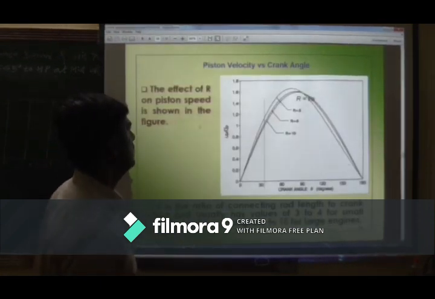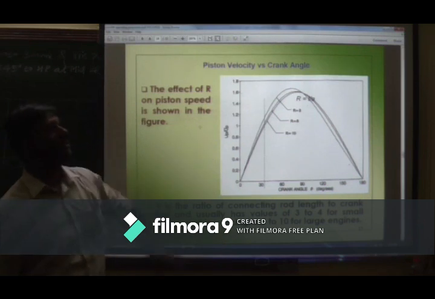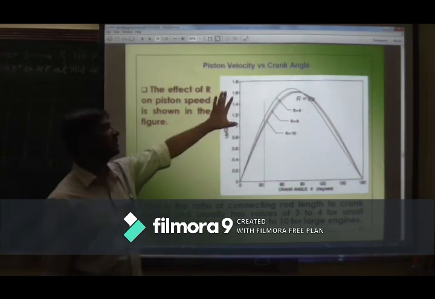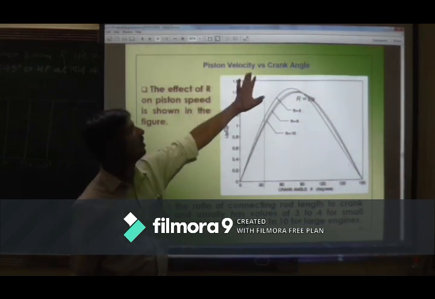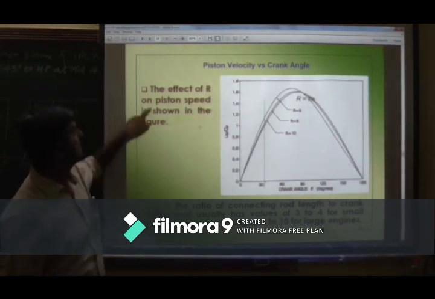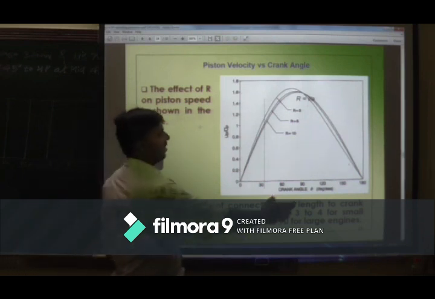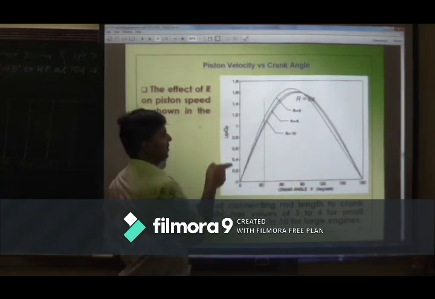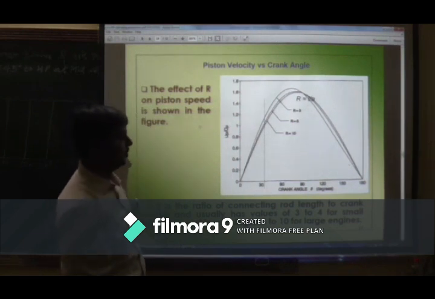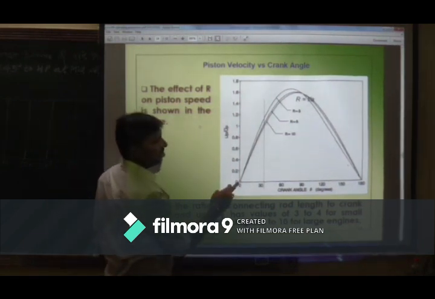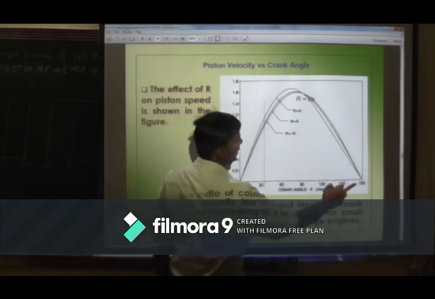Okay. Piston velocity versus crank angle. This is also out of syllabus, but I am going to take this slide. Why? Because the concept will get clear with this slide. See, this figure was shown, crank angle versus piston speed, piston velocity. So you can see now piston is at TDC here and piston is at BDC.